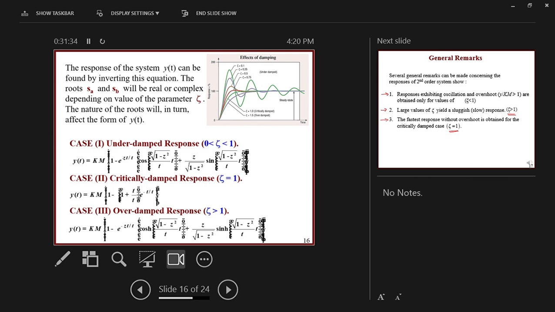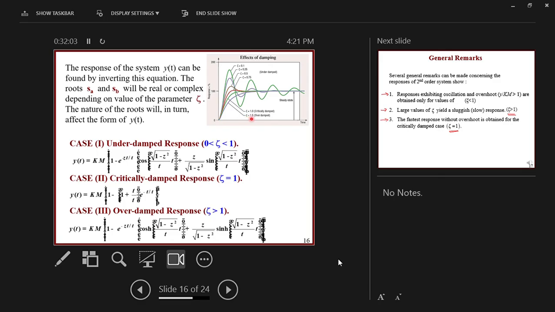Now solving the previous equations will reveal different values for the roots SA and SB depending on the value of zeta. So the values of SA and SB will change depending on the value of zeta, and as the value of zeta changes, definitely the solution will change. Now let's look at this graph. The graph represents the solution of the previous equation using different cases.